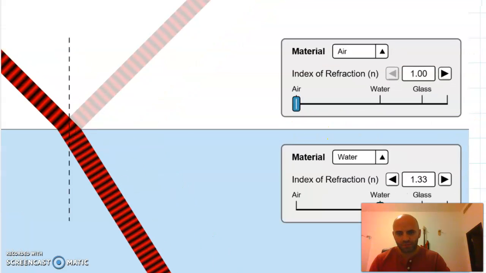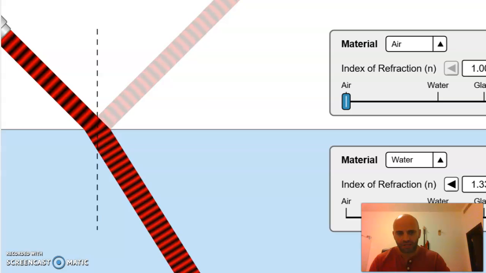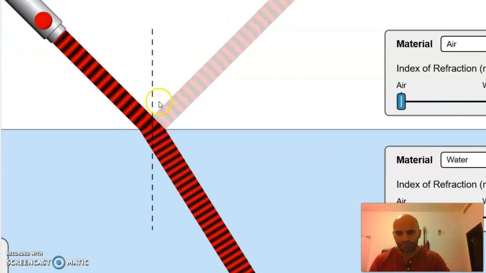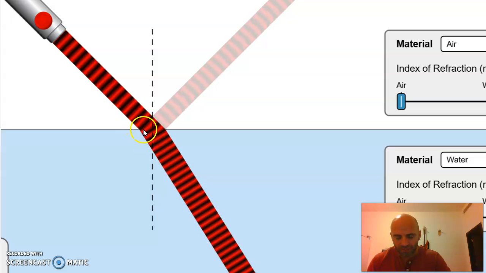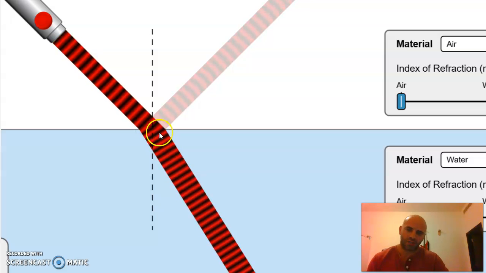I'm just going to try to zoom in here as best I can, and then I'm just going to move away from it. So you might be able to see that as the wavefront moves in, the left-hand side of the wave strikes the material first. That bit gets slowed down, and it essentially turns the entire wave.